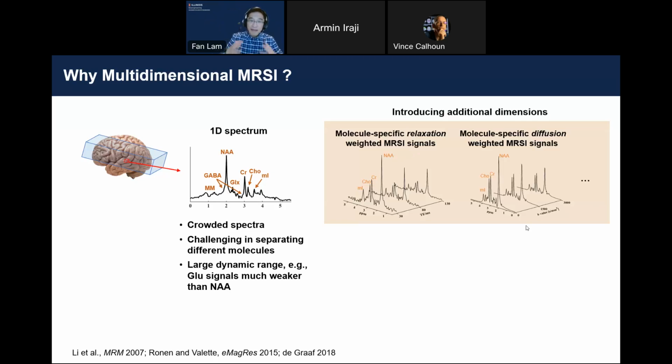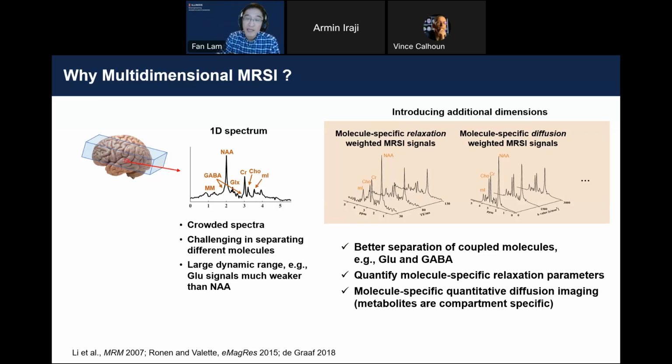And the other benefit of introducing an additional dimension is that you can actually do a lot of things to different molecules that you have been doing for years for the water molecule. For example, you can introduce T2 weighting to the spectroscopy acquisition. You can introduce diffusion weighting to the MRSI acquisition. So this not only allows us to better separate different molecules by exploring their properties on this additional dimension, but also allows us to quantify molecule-specific biophysical parameters, such as T2 relaxation, T1 relaxation, and even diffusion properties.